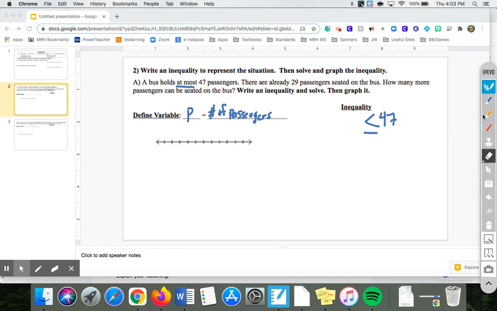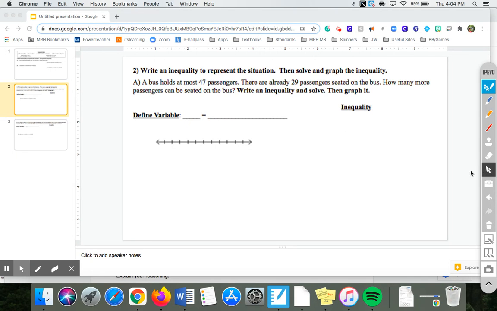Erasing this and writing our expression there. So if I have 29 passengers on the bus already, so I have 29, and I'm thinking, if more passengers, which is P, I'm using the variable P to represent that, are getting on, what would I be doing? What operation is that? If I have 29 on the bus and then more people getting on, the operation that we would be using would be addition. So 29 plus P or P plus 29, either way, would be acceptable, is less than or equal to 47. So that's the inequality that would represent this situation. Then, like we've been working on, you'd solve the inequality to find P is less than or equal to this many passengers.